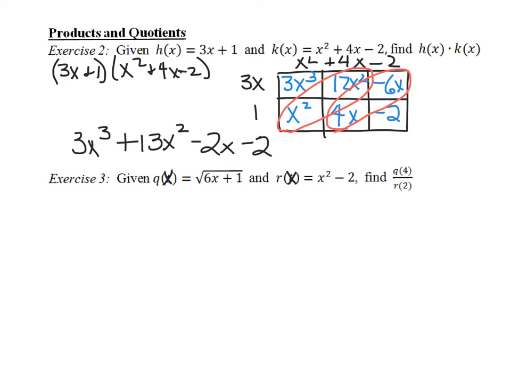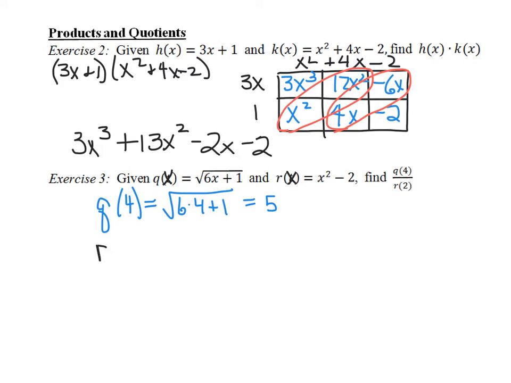So in the numerator, we want to evaluate q of 4. So our input is 4. When we substitute 4 for x, we're going to say 6 times 4 plus 1, which gives us the square root of 25, which has an answer of 5. So the output for q of 4 is 5.